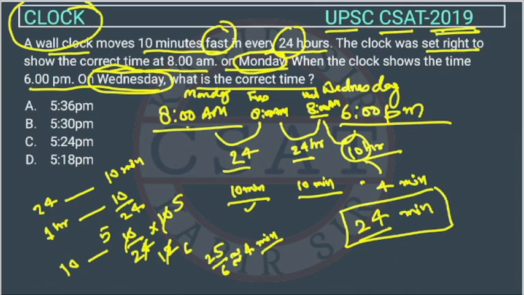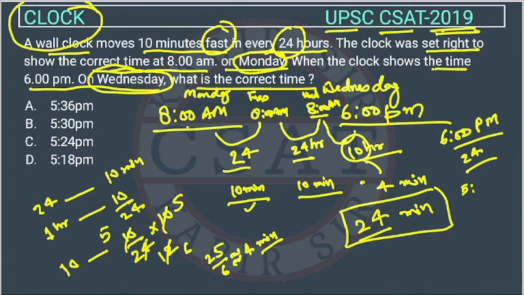They are saying when the clock shows the time 6 p.m. on Wednesday, what is the correct time? So this is showing 6 p.m. What will be the correct time? The correct time will be 24 minutes minus this. Because the clock gets 24 minutes fast, and after getting fast it is showing 6 p.m., so what will the correct time be? This will be 24 minutes before.